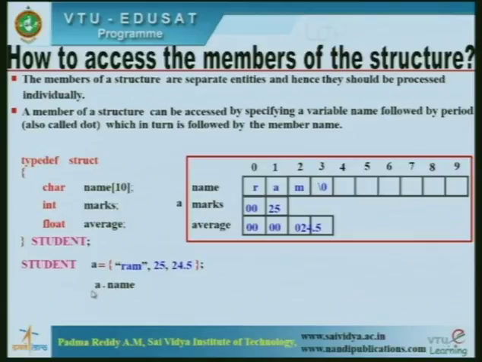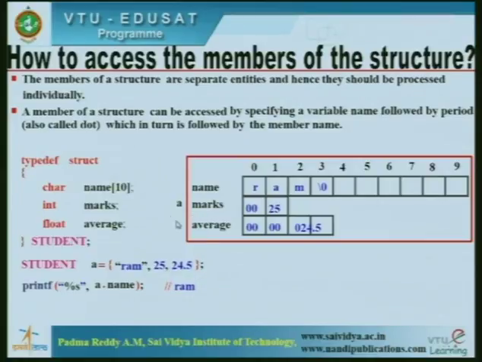Now, tell me, when I say A dot name, what is there in A dot name here? RAM is there. I want to display the string RAM onto the screen. So, for that what do we do here? We write printf %s. What does this percentage stand for? It is a format specifier for displaying a string. So, when I say A dot name, what is the output I get here? RAM.